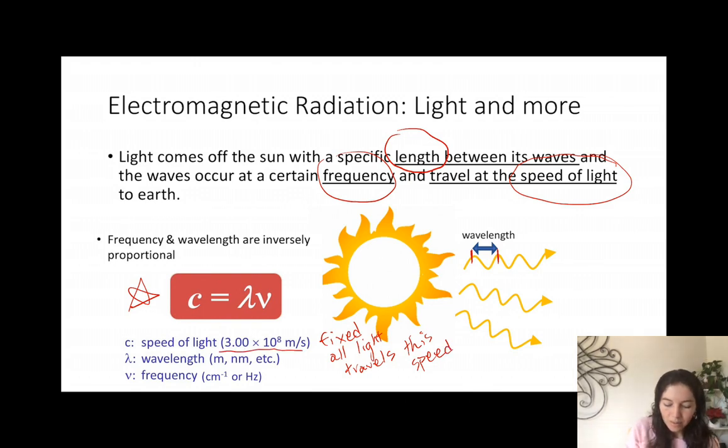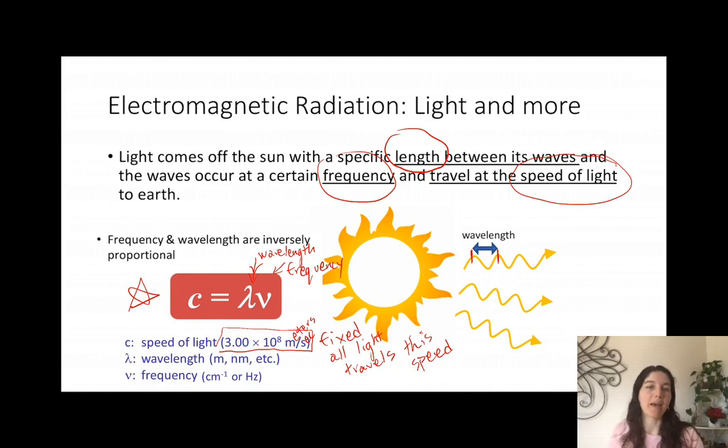That's 3.0 times 10 to the 8 meters per second. And this speed of light is related to the wavelength of light that is around. So it's equivalent to our wavelength times our frequency. Frequency means how often the waves are forming.